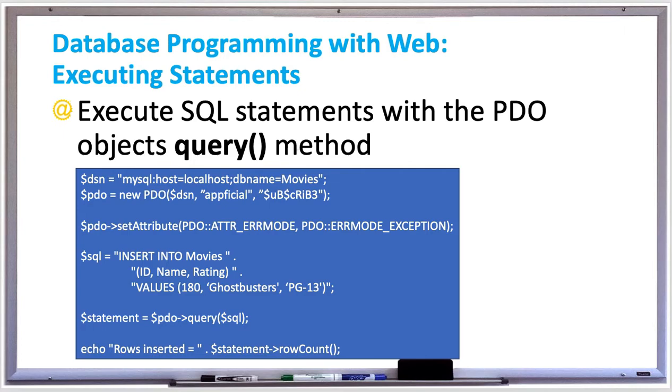The setAttribute function is called, which makes the PDO object throw a PDO exception when a SQL error occurs, rather than checking the query return value for false. The query function executes the insert statement in the SQL string, so the movie Ghostbusters is inserted into the movie table. MySQL server returns information to the web server indicating the result of the insert statement. The information is returned from query as a PDOStatement. And then the rowCount function returns 1 because one row was inserted into the movie table.